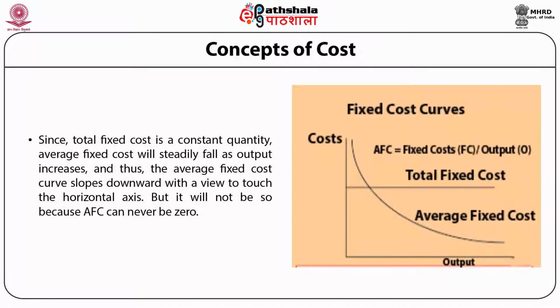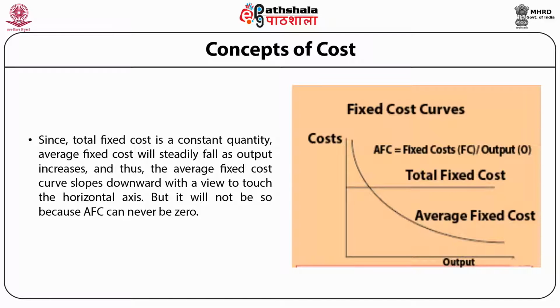Since total fixed cost is a constant quantity, average fixed cost will steadily fall as output increases, and thus the average fixed cost curve slopes downward with a view to touch the horizontal axis. But it will not be so because AFC can never be zero, as is seen in the diagram.